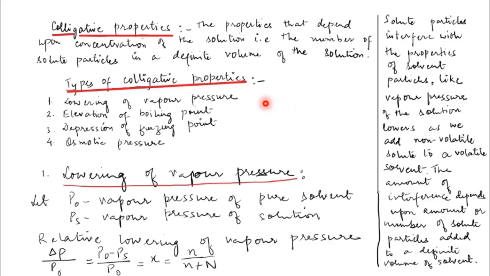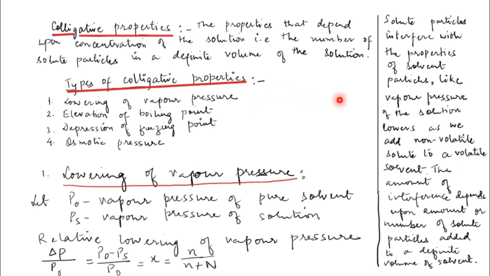This makes one of the colligative properties, which is lowering of vapor pressure, which we are going to discuss in due course of the topic. Now let's see what is the definition of colligative properties. The properties that depend upon the concentration of the solution, that is the number of solute particles in a definite volume of the solution. Next we come to types of colligative properties.